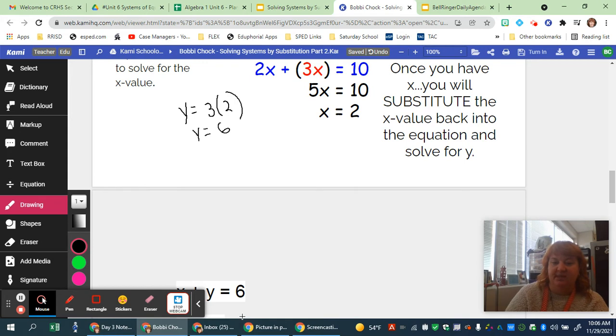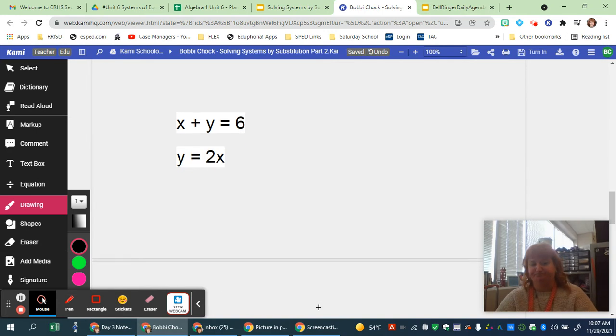Our answers for these are always going to be in this format. It's a point. So x is 2 and y is 6. That's our answer. Okay? Let's try some of these.